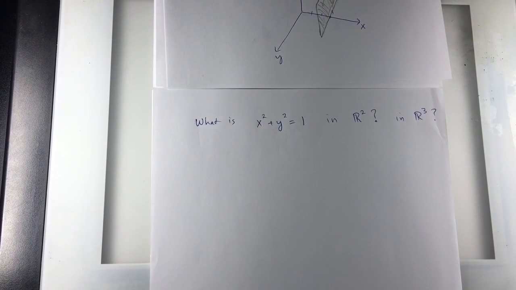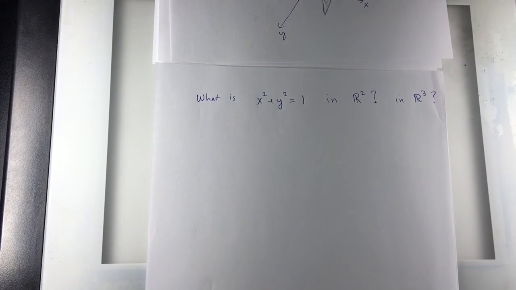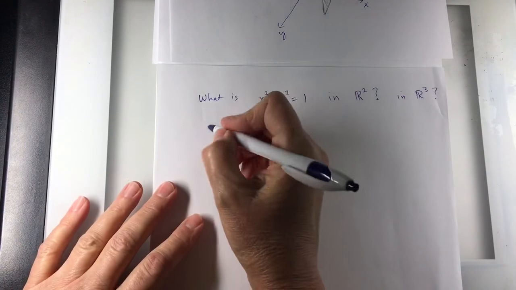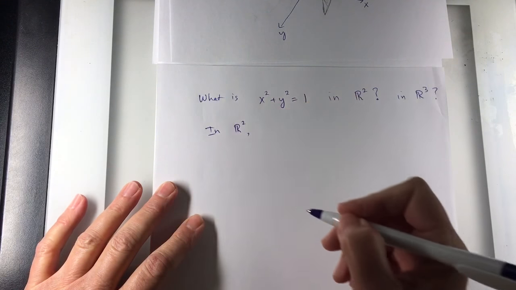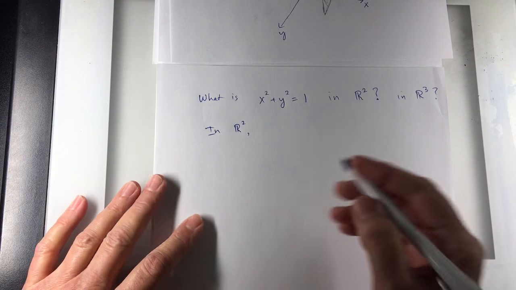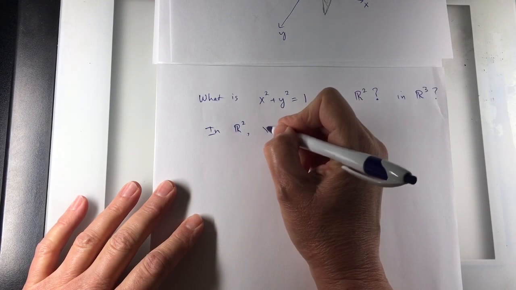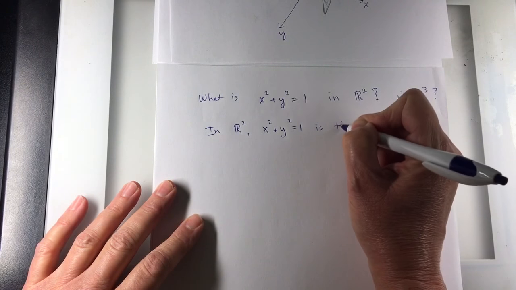Okay, so there's my question. x squared plus y squared equals 1 in 2 space, and then in 3 space. So what is it in two space? It's a circle. So in R2, in fact, it's the unit circle that you did a lot with in trigonometry. In R2, x squared plus y squared equals 1 is the unit circle.